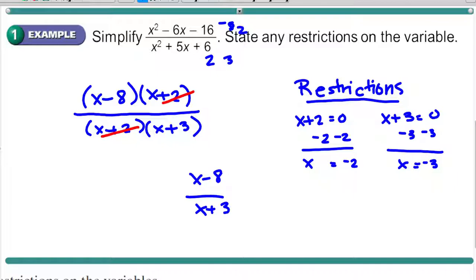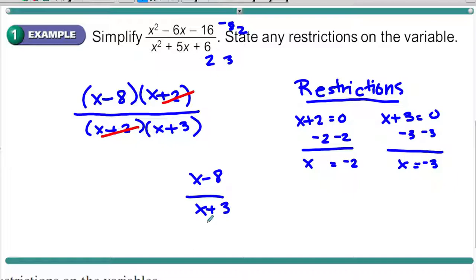Now for some crazy reason, I have kids who want to cancel out those x's. You can't. That is part of the expression. That's saying some value of x minus 8, and this is saying some value for x plus 3. If that were 2, it'd be 2 minus 8, 2 plus 3. So you can't just cancel out those x's just because you have one in the numerator, one in the denominator. This is part of a difference, and this is part of a sum.